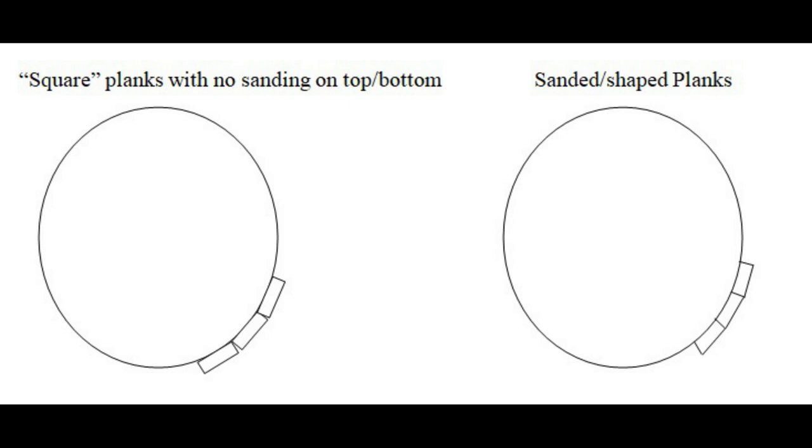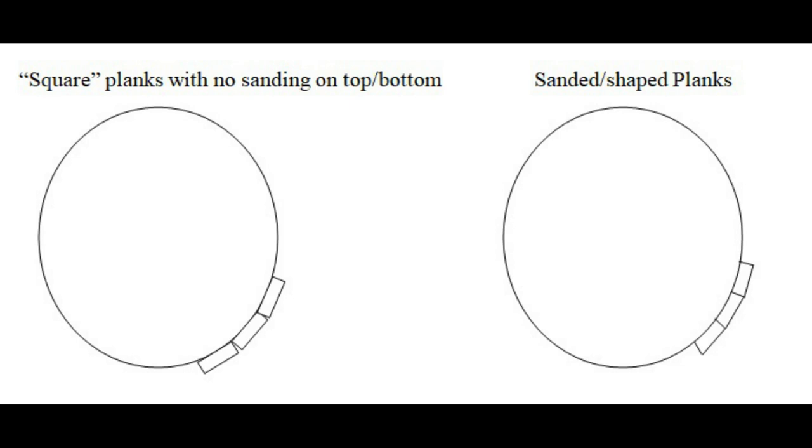Here's an example in this photo of correct and incorrect planking. As you can see, the unsanded planks will leave visible gaps when glued around a cylinder, while planks that have been sanded on their edges fit together flush, and they leave a nice smooth outside surface.